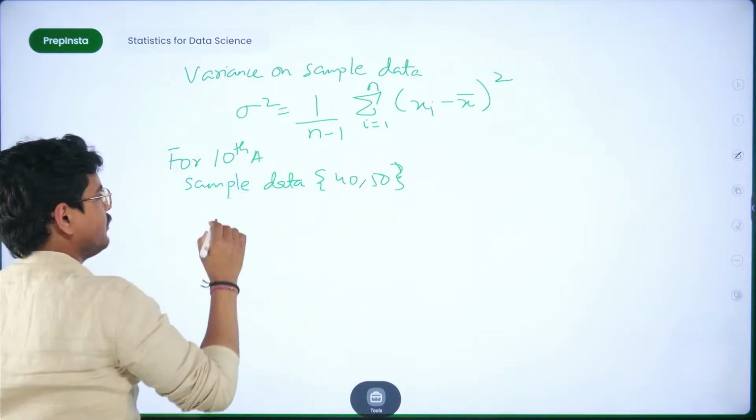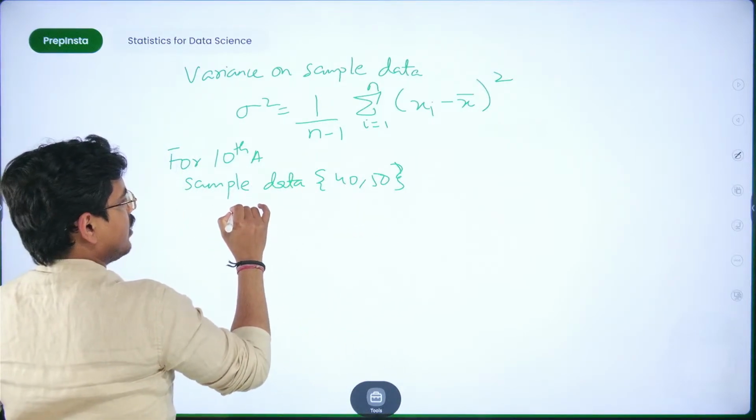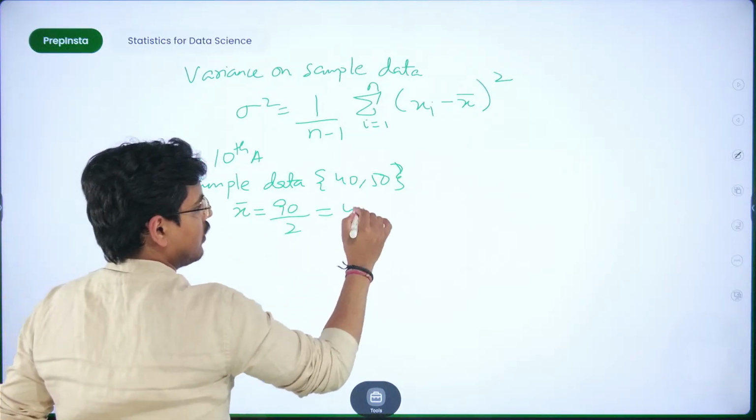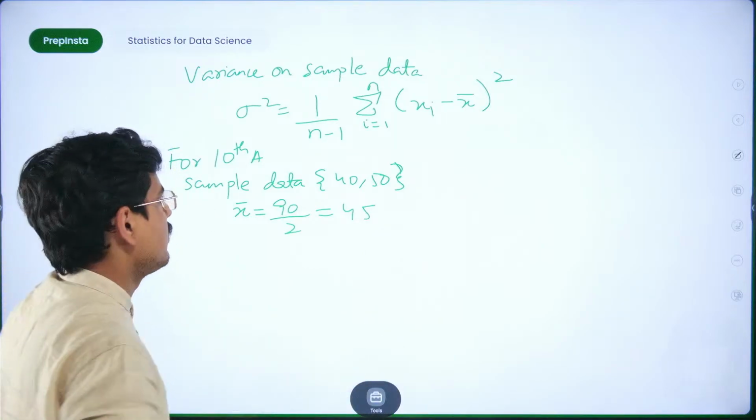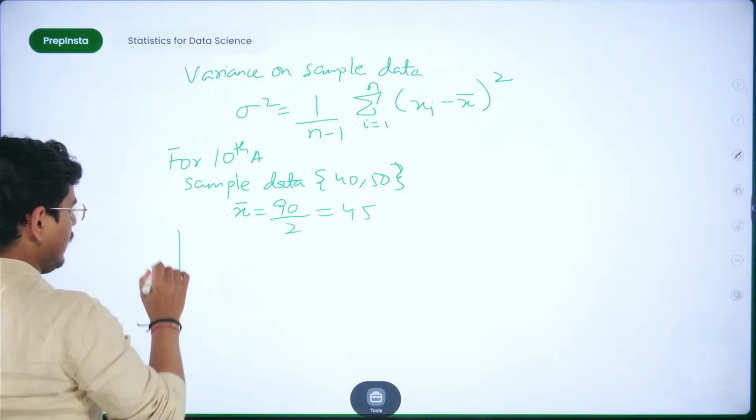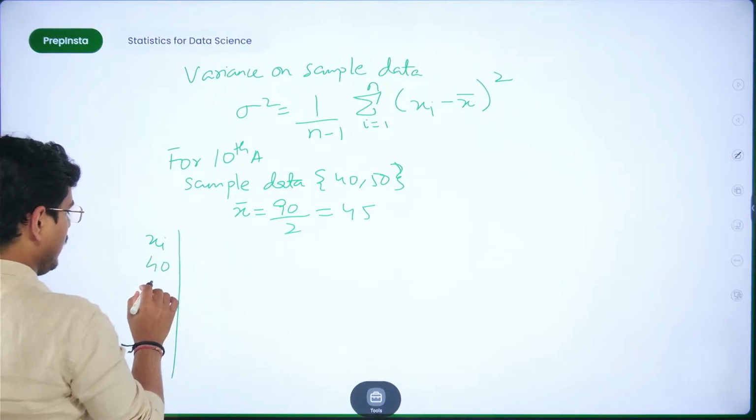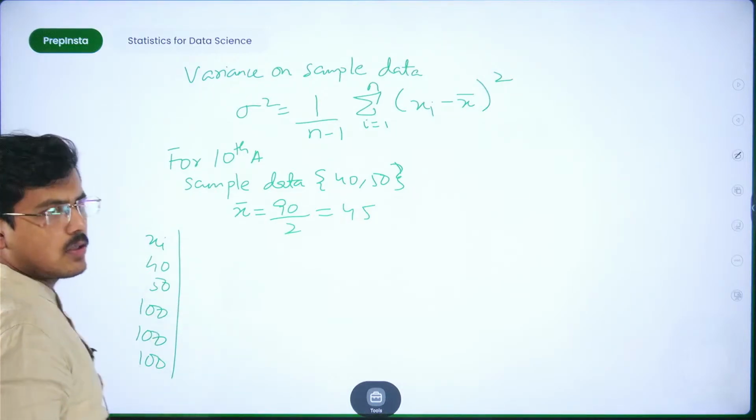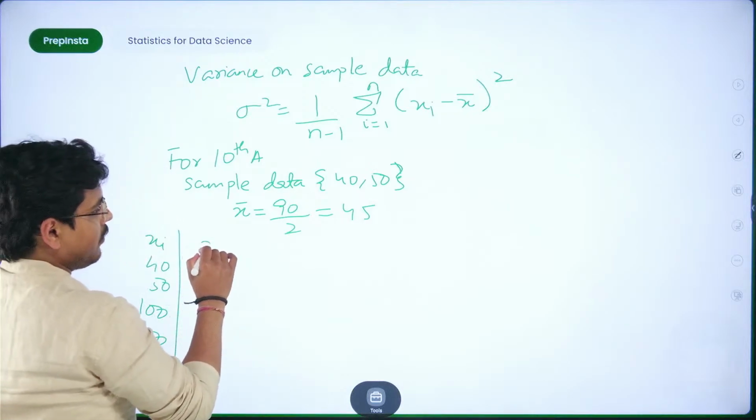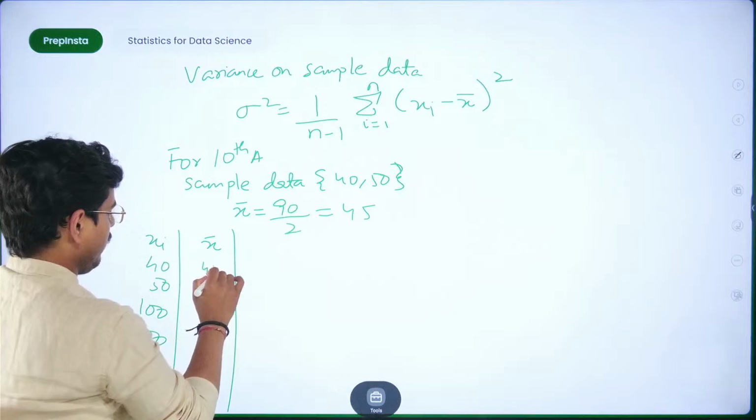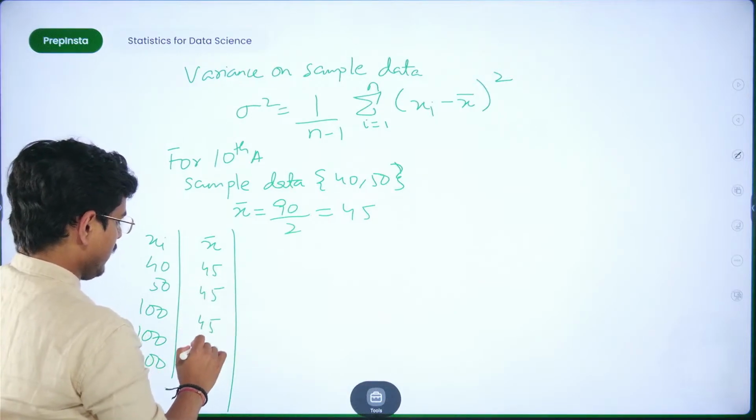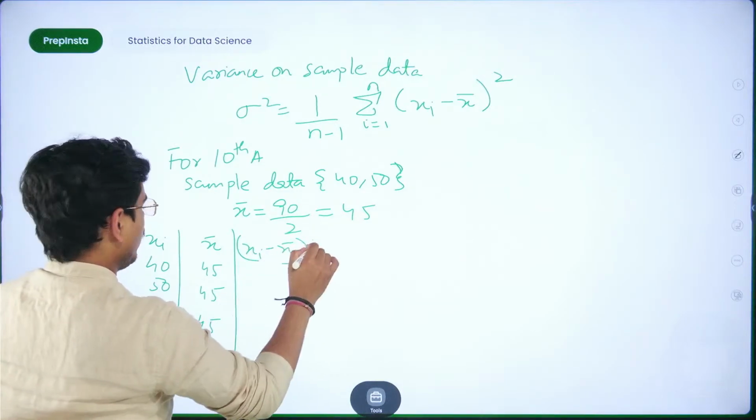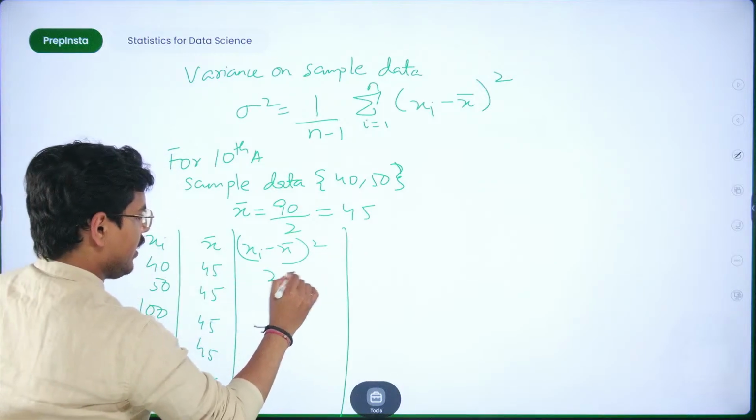If I try checking the mean here, what would it be? 50 plus 40 is 90, 90 divided by 2, this comes out to be 45. Now when I check xi, this is 40, then 50, then 100, right? It was 100 three times. So when I write this x bar, what does it come out to? 45, 45, 45, 45, 45. Now I take the difference xi minus x bar and square it. So what will I get?